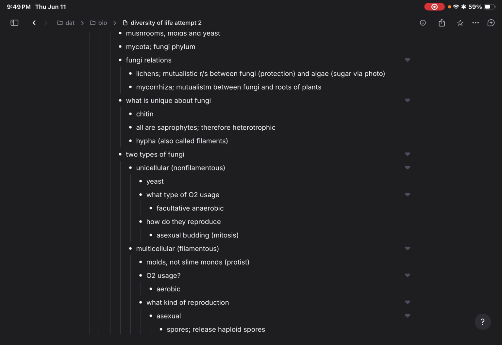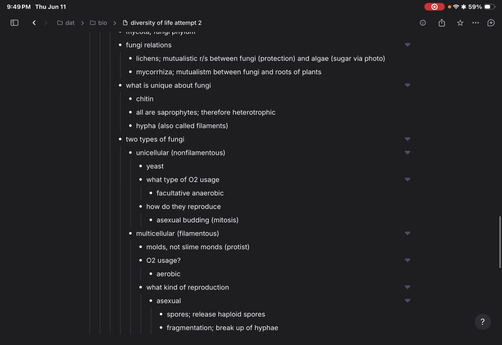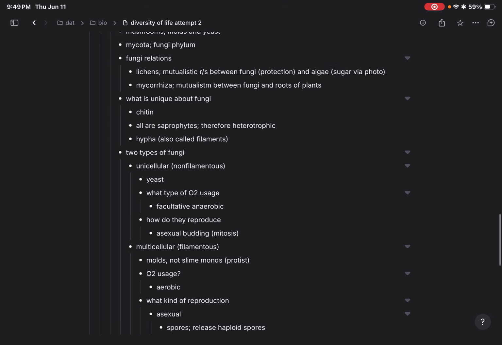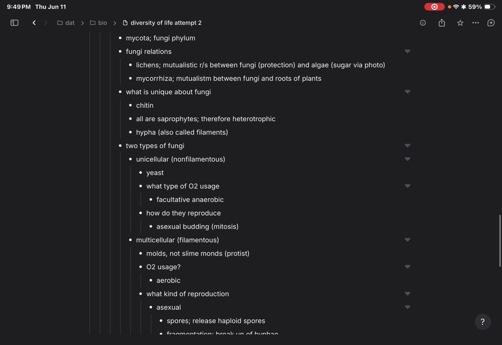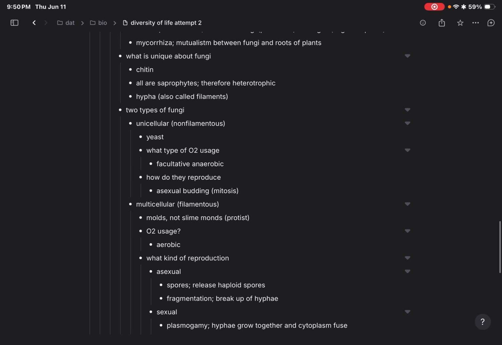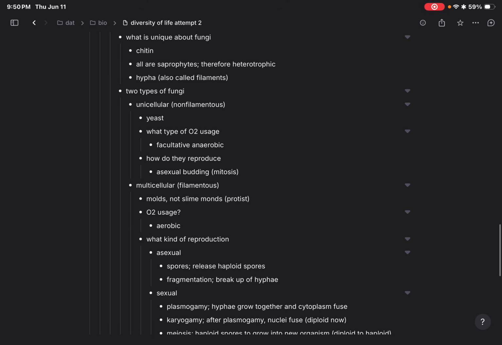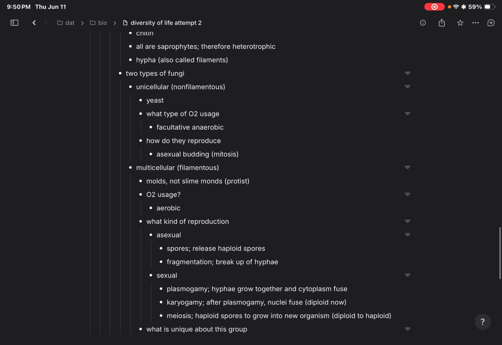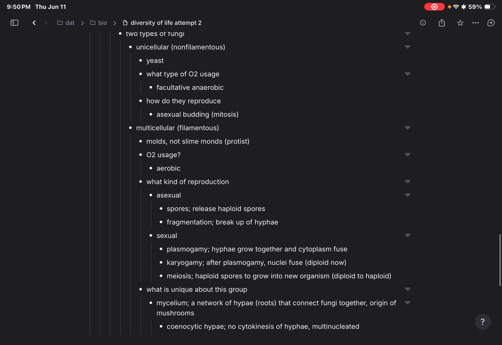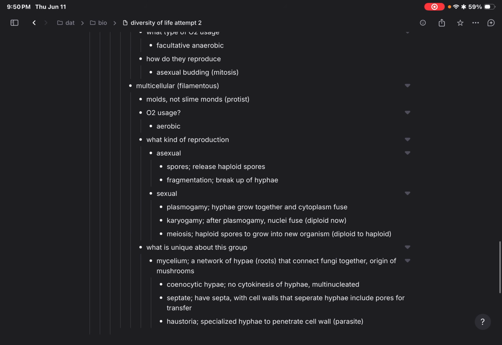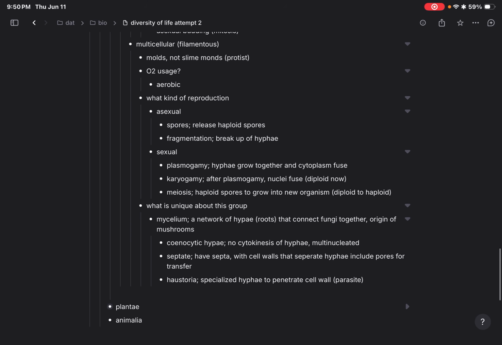So there's unicellular fungi and multicellular fungi. Unicellular means non-filamentous. These are like yeast. They are facultative anaerobes, so they can do both, and they reproduce via budding. Multicellular or filamentous, those are molds, not mushrooms, I'll just keep reminding myself. They're aerobic, but they can do both asexual and sexual reproduction. So asexual, they do spores and fragmentation.